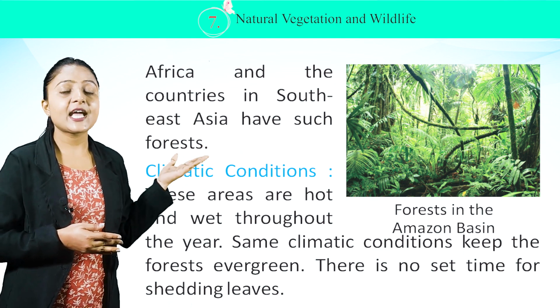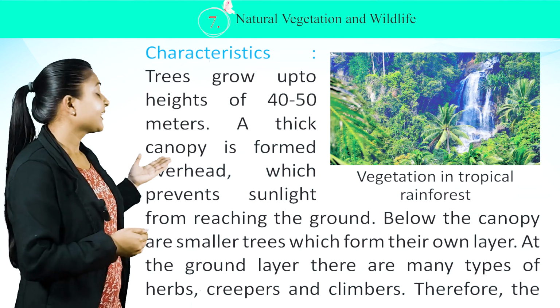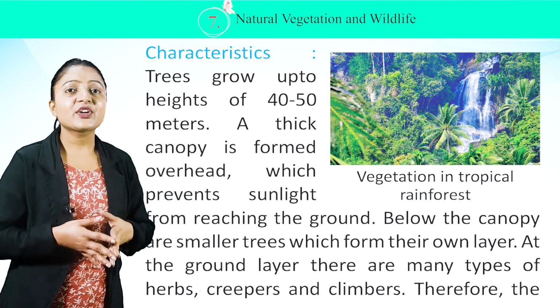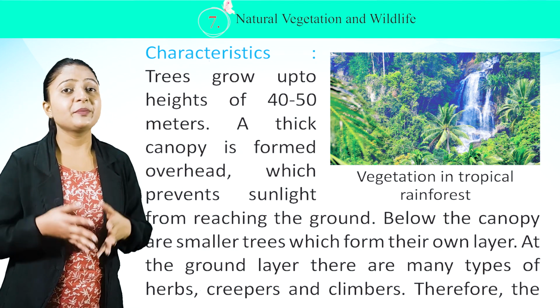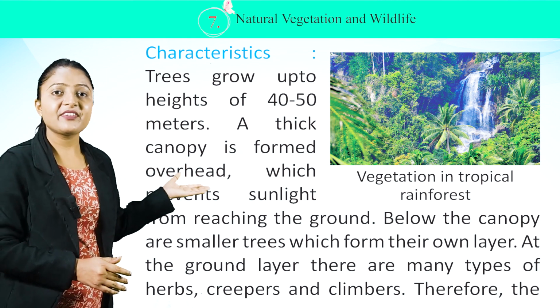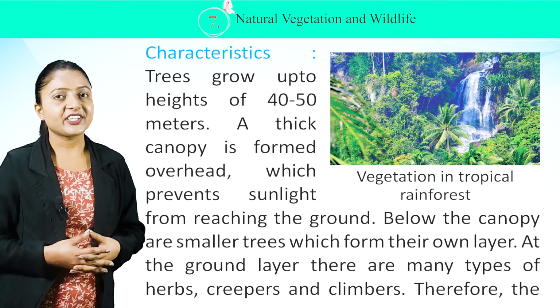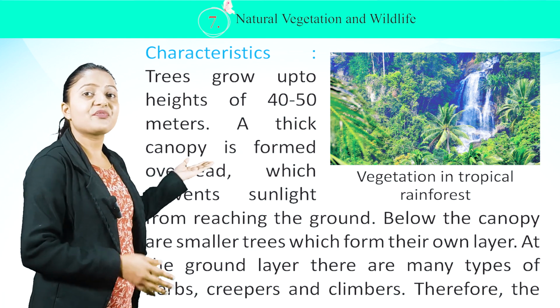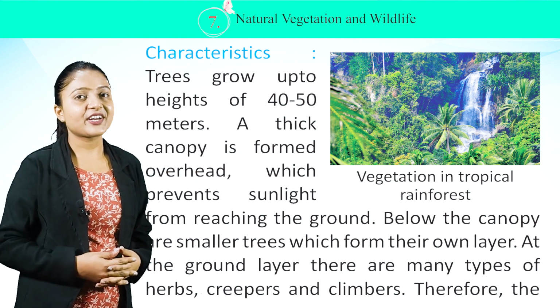There is no set time for shedding leaves. Characteristics. Trees grow up to a height of 40 to 50 meters. A thick canopy is formed overhead, which prevents sunlight from reaching the ground. This is the picture of vegetation in tropical rainforest.